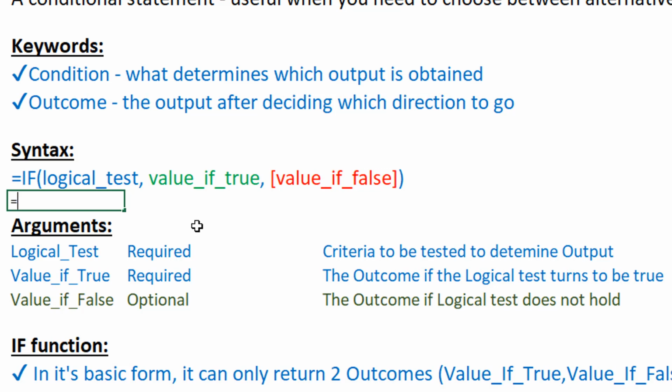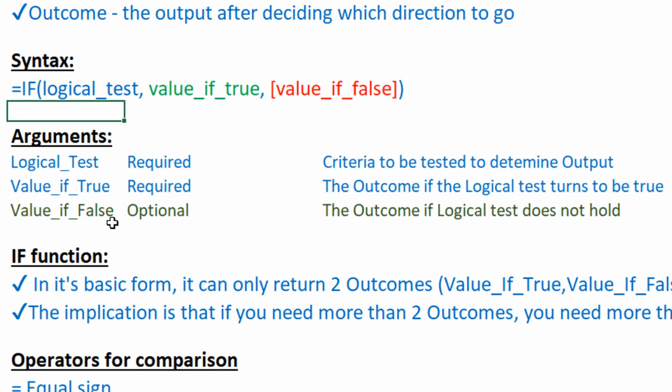But when you write if here, and you pull it up, you would see that value if true and value if false, both of them are in square brackets, which would give the impression that both of them are optional, meaning that you can only put the logical test, but you would realize that that never works. Because if you don't have the value if true or value if false, why are you even using the if function in the first place? There's nothing to test, okay?